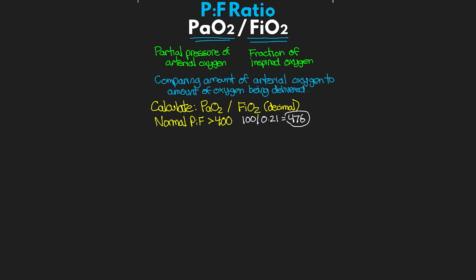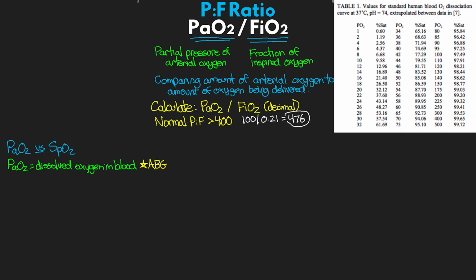Now let's quickly diverge here and talk a little bit about our PaO2 versus our SpO2. Our PaO2 is essentially measuring dissolved oxygen in the blood, and this requires an arterial blood gas. What we can do in a pinch is use our patient's SpO2 and estimate what their PaO2 would be. There are conversion charts out there, and I'll put one up here to show you some of the values.